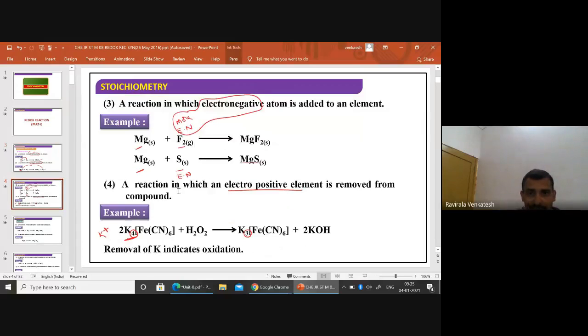Next, what happened? Addition of more electronegative element, removing of what? Electropositive element. Addition of more electronegative element and removing of electropositive element is nothing but called oxidation reaction. Next, we'll see what happened.